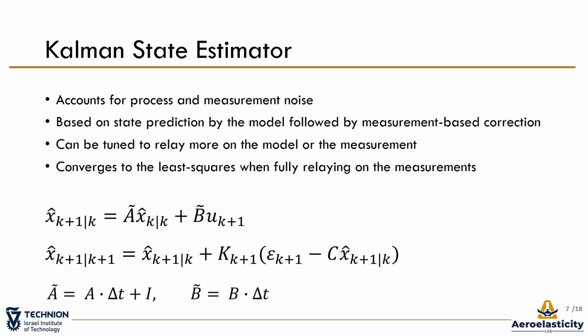The Kalman gain can be modified to rely more on the measurements over the model and vice versa by changing the values of the noise covariance. In the extreme case of fully relying on the measurements, the solution will converge to least squares. While the Kalman gain goes to zero, the state estimator is fully relying on the model.